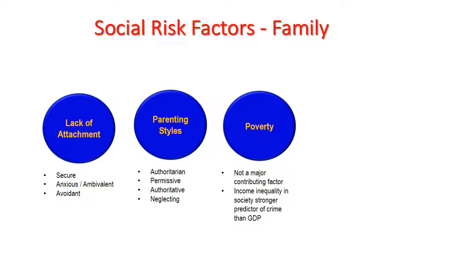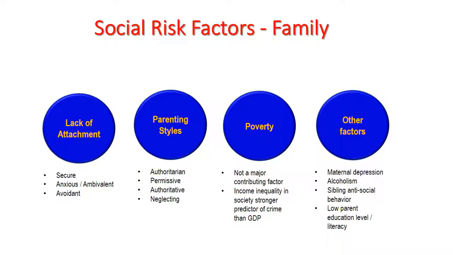At a macro level, it's been found that income inequality in society is actually a stronger predictor of crime than the gross domestic product of the country in itself. What this means is that if there is a wide divide between the rich and poor, there is likely to be higher levels of crime within that society.